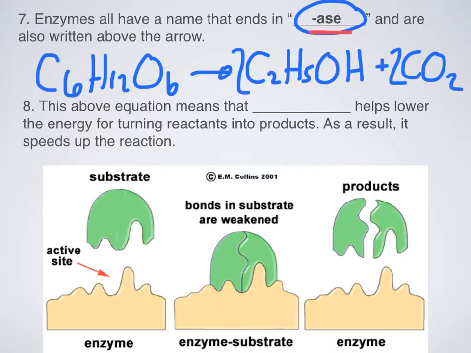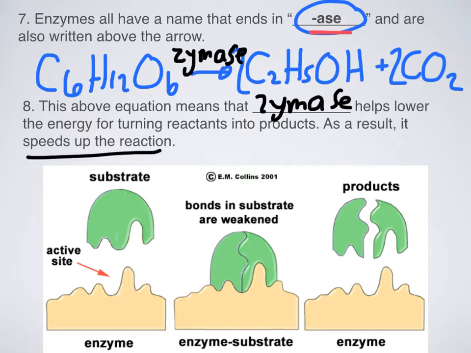So what helps this process? What helps to turn sugar into alcohol and then into CO2? It's a very particular enzyme called zymase. And so you would write that above the arrow. So in this equation, zymase helps lower the energy for turning reactants into products, and as a result, it helps speed up the chemical reaction.